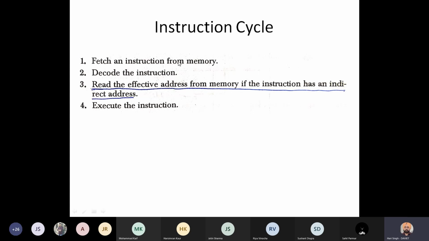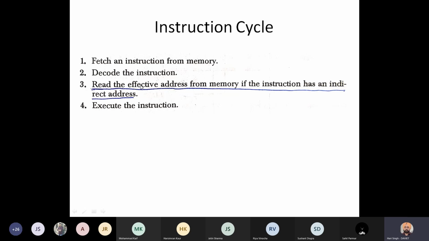Then after fetching the opcode, it is placed in the instruction register. So the first two T states, that is T0 and T1, are taken by the CPU to fetch the opcode, then decode the opcode. Decoding means identifying the operation to be performed. And the next step is to execute the instruction. So steps number 1, 2, and 4 are compulsory, and step number 3 is optional.